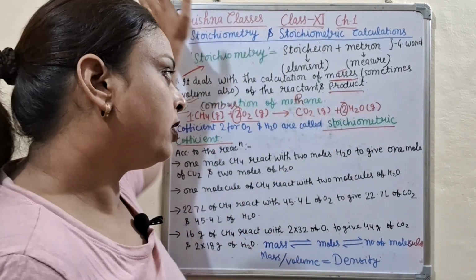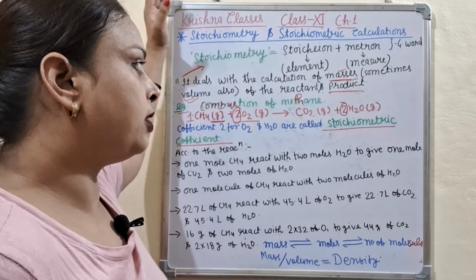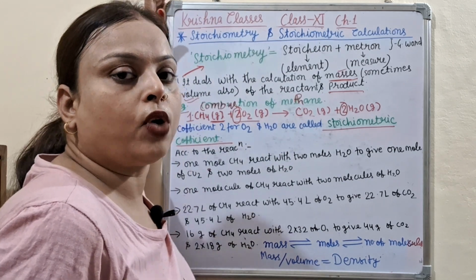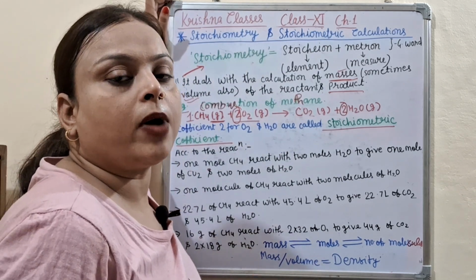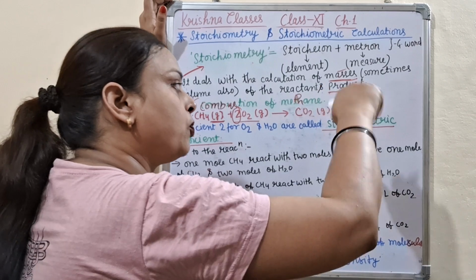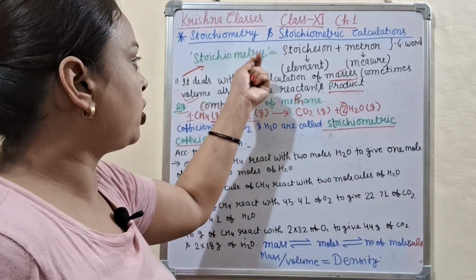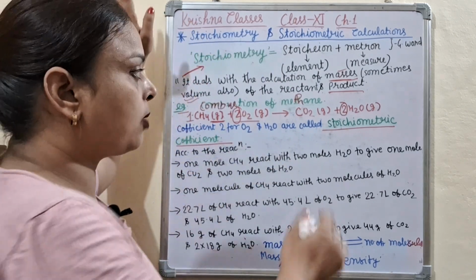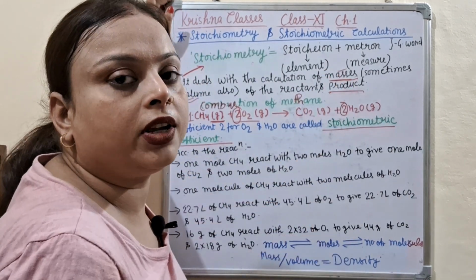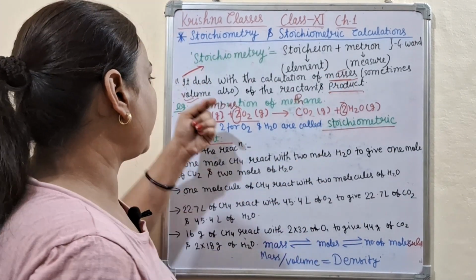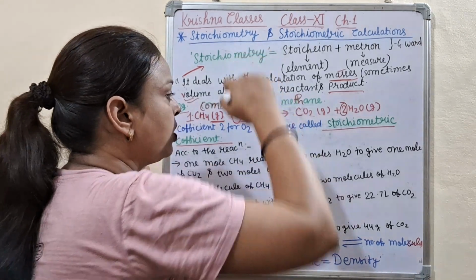You know very well, a reaction occurs when two or more than two reactants combine or react with each other and form the product. That is called a chemical reaction, and in a chemical reaction stoichiometry deals with the calculation of masses, sometimes the calculation of volume also. So what is an example of this stoichiometry?